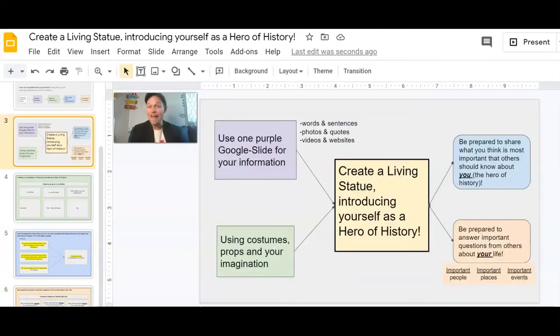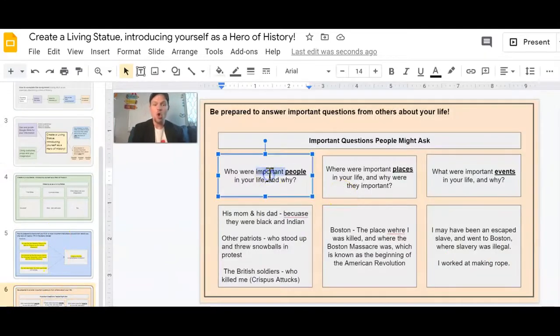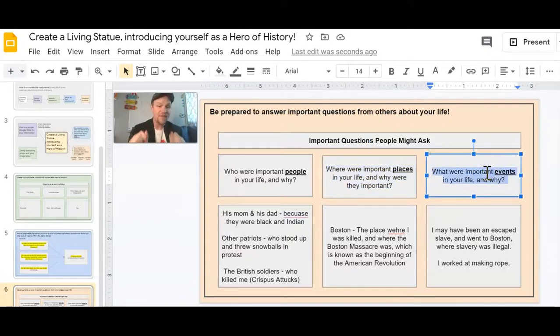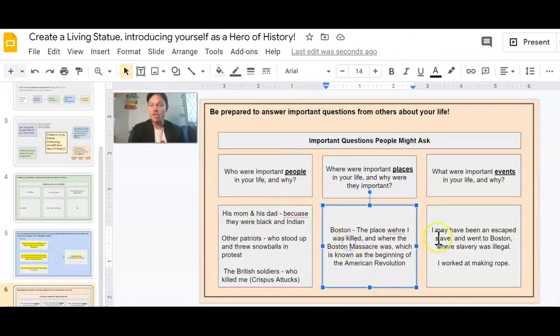And now finally, I may have people ask me questions, because obviously if I'm Crispus Attucks, people would want to know about me. So I've got to be prepared to answer some questions. Some of those questions might be these: who were important people in your life and why? Where were some important places in your life and why were they important? And what were some important events in your life? So I wrote down here some of those important people and why they were important, such as my mom and dad and other patriots, and some other places and events in my life. So, all of these things are going to get you ready to become a living statue, a hero from history.